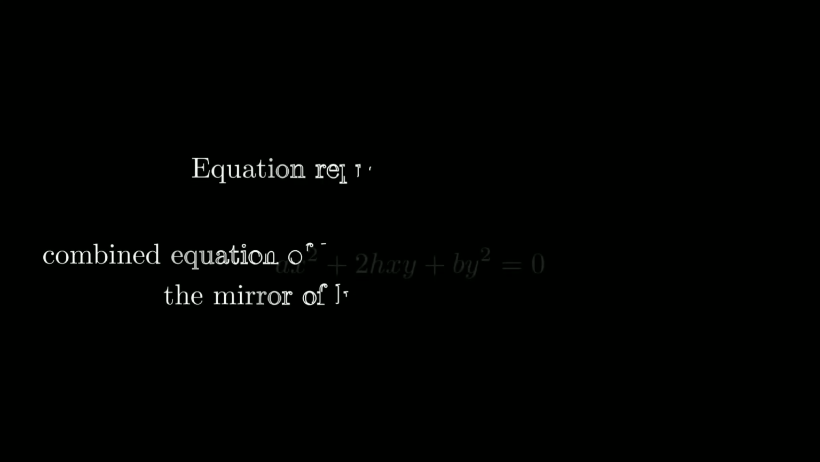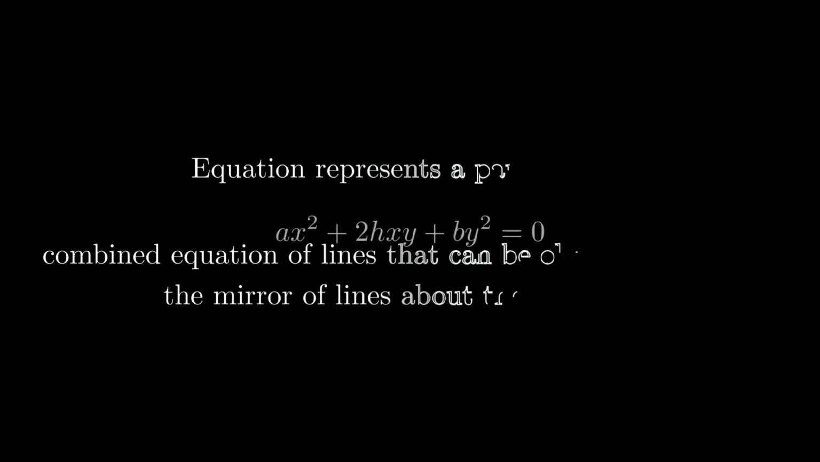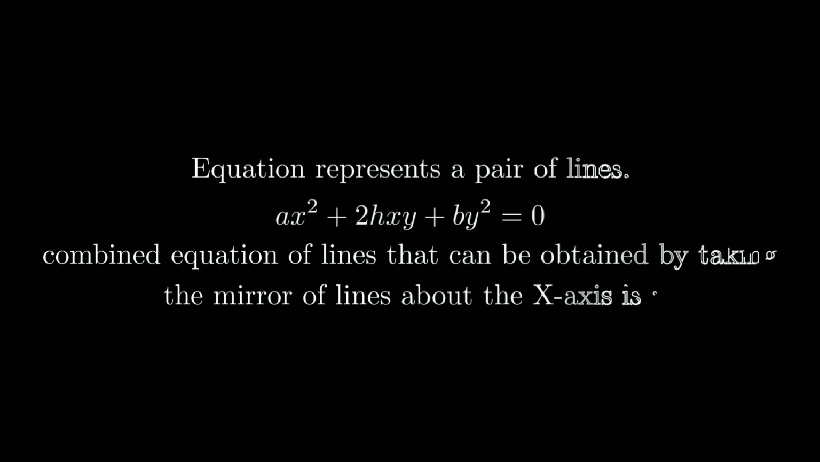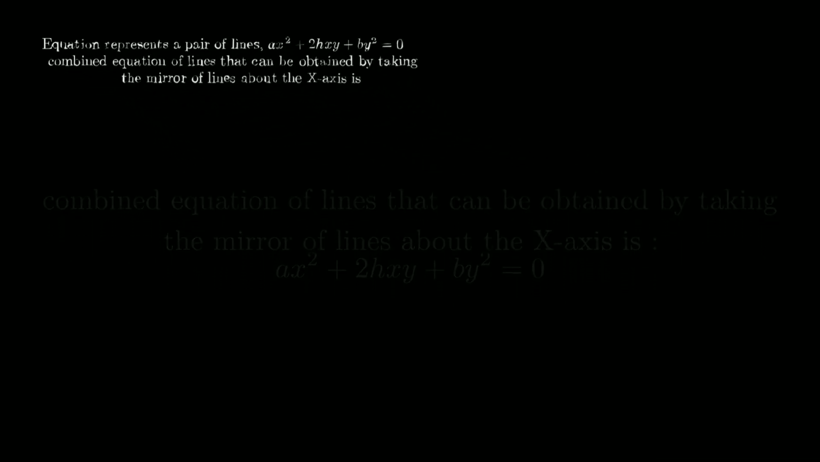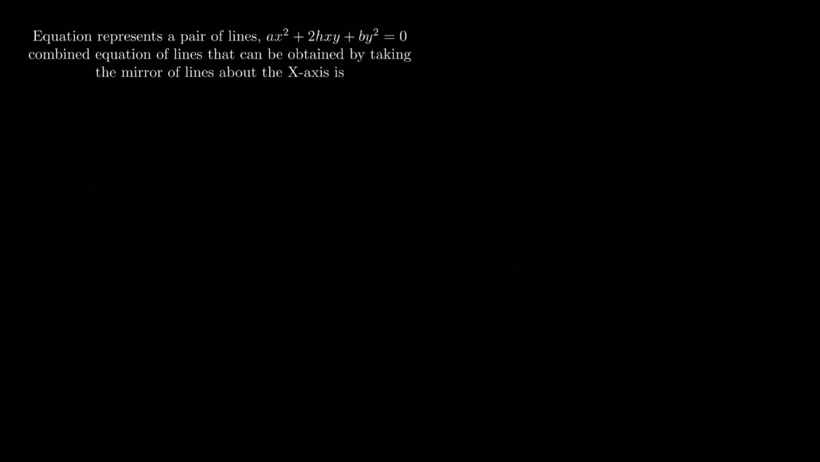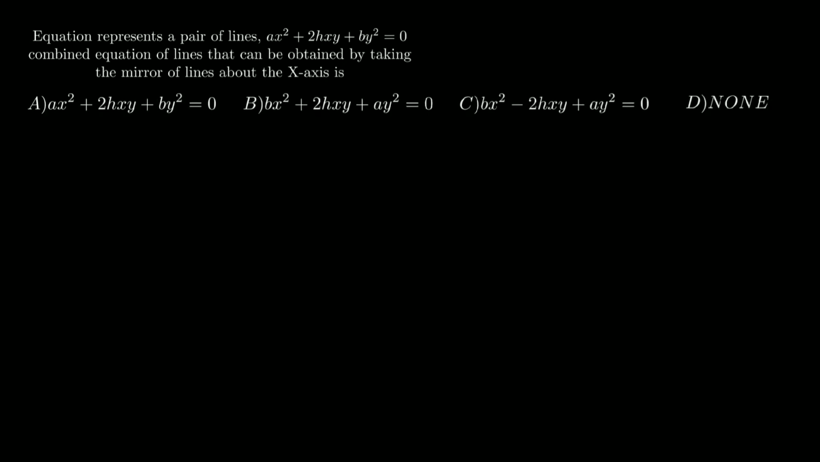So ax square plus 2hxy plus by square equal to 0 is the equation representing a pair of lines. We need to get the combined equation of these lines by taking the mirrors of the lines about the x-axis. How do we do this one? So let's look at these four options A, B, C, and let's get this answer and see what is the right one.